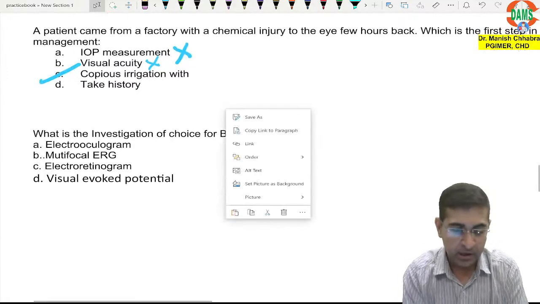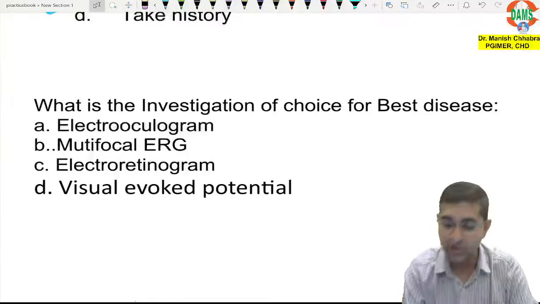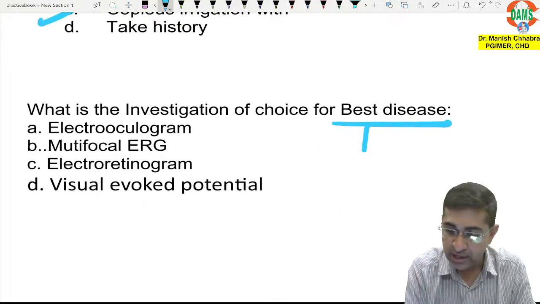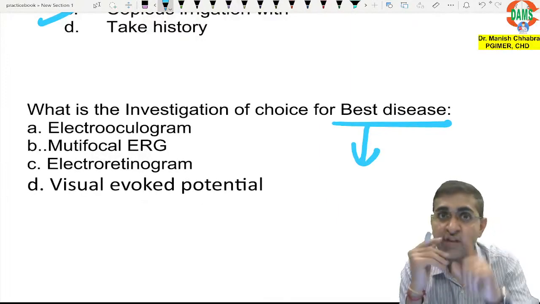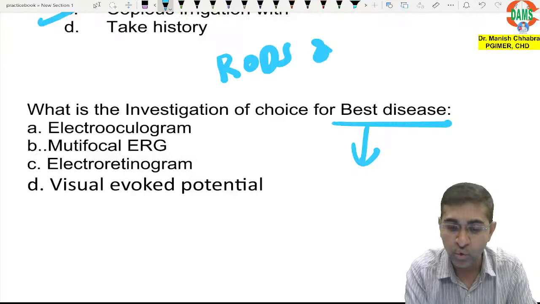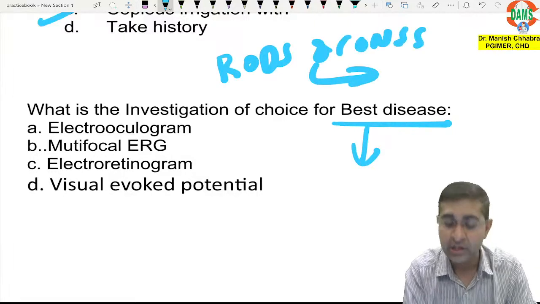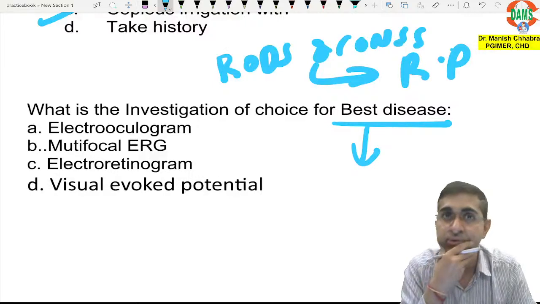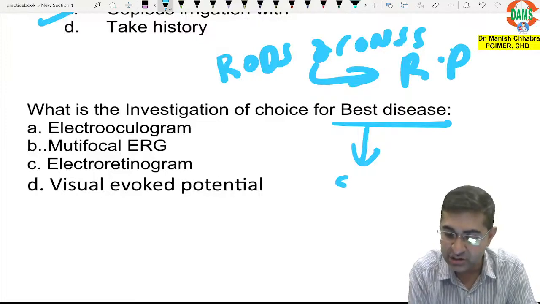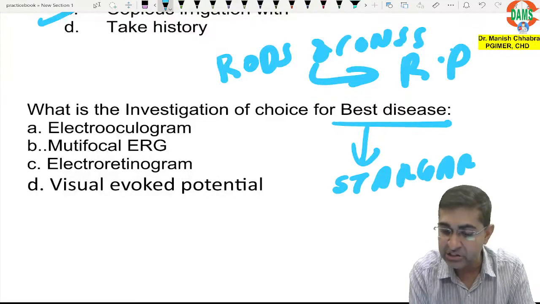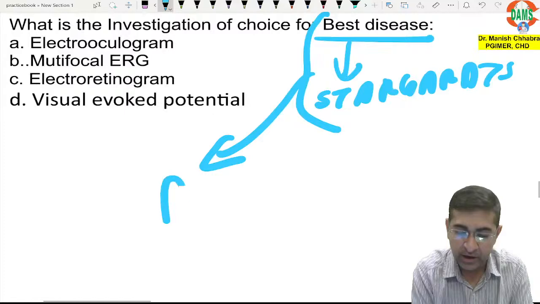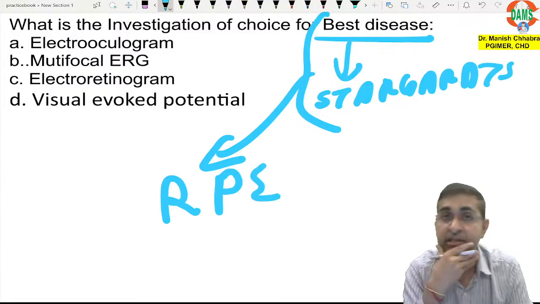Now next is, what is the investigation of choice for Best disease? So Best disease, there are retinal dystrophies. If I talk about dystrophy of rods and cones, this dystrophy is known as RP, retinitis pigmentosa. After rods and cones, the next layer is the retinal pigment epithelium. So Best disease and Stargardt disease are two diseases which are dystrophies of the retinal pigment epithelium.